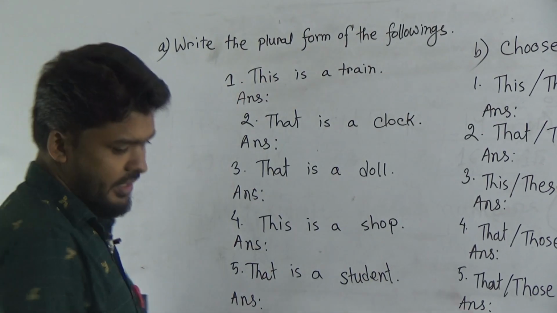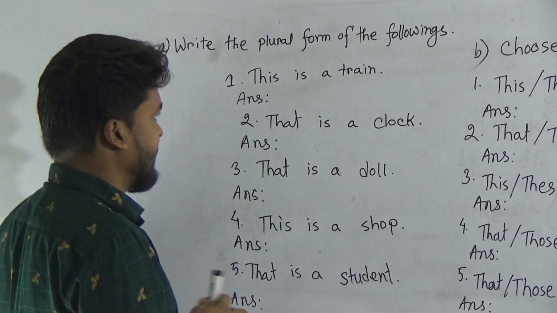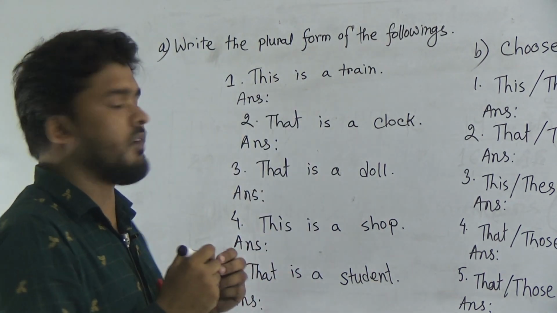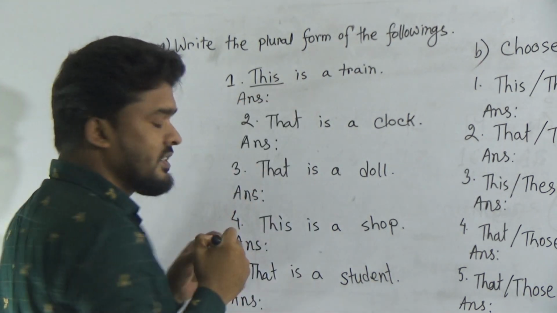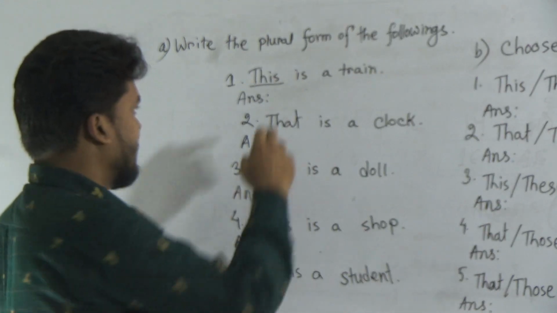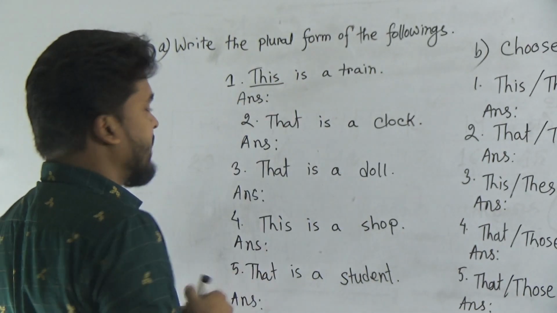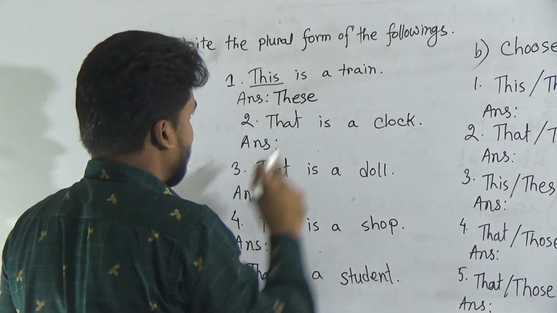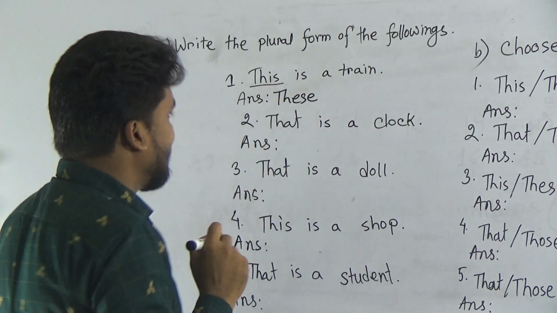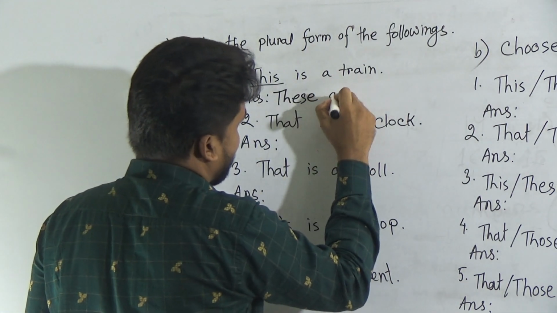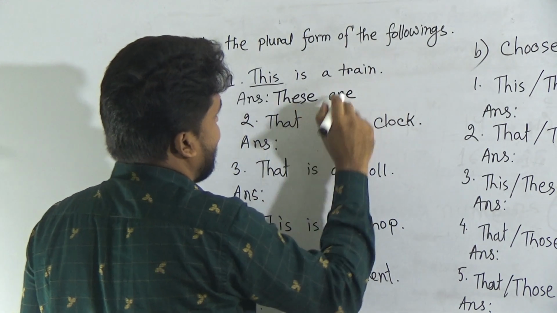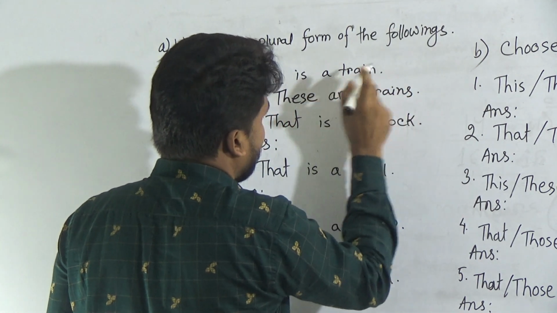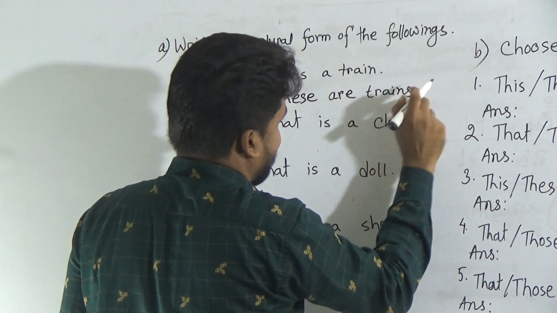This is a train. My dear students, that means you have to convert these sentences into plural form. First of all, this is singular. It is singular and you have to write plural. This is singular, here the plural is these are trains. A train refers to plural trains.